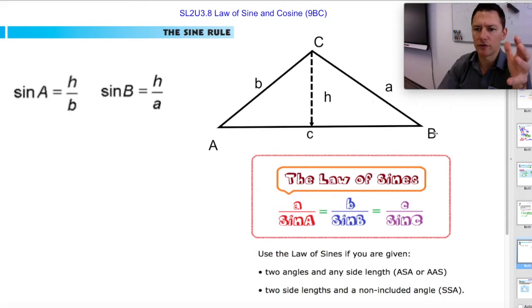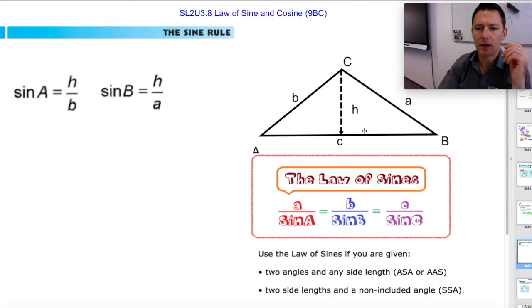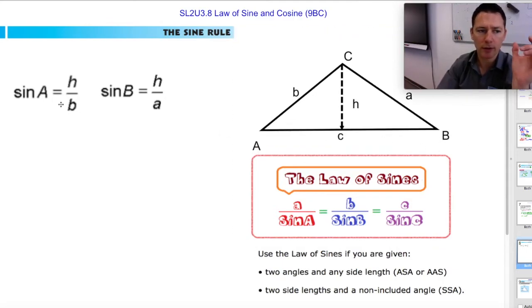Sometimes the cosine rule is just too much. There's always a relationship that you can use that's a little bit easier to work with, and that's the sine rule, or the law of sines. So I'm going to show you where it comes from, but it just comes from the idea that sines, cosines, tangents are just ratios.